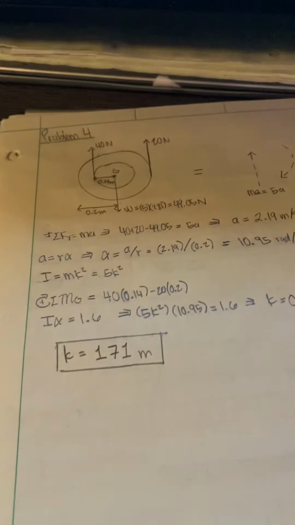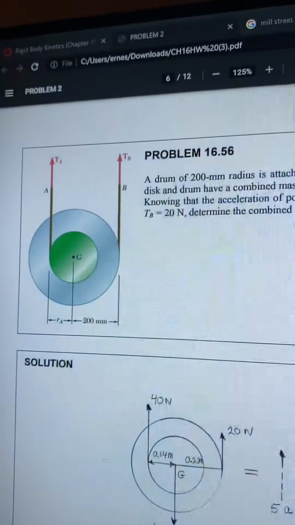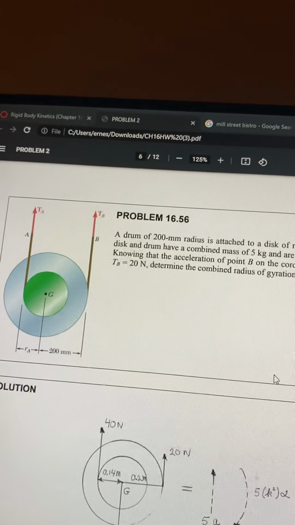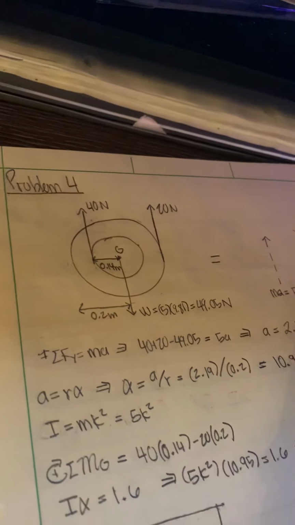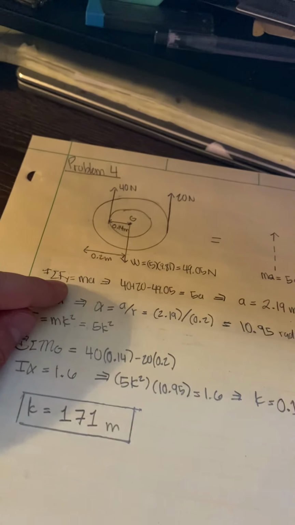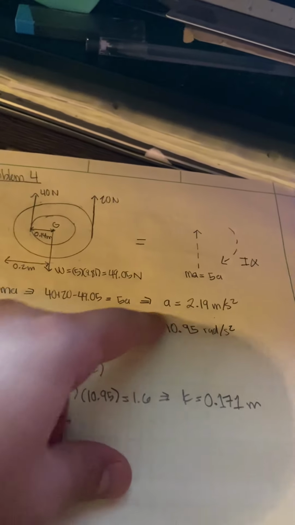Now for problem 4, we get this term right here, and it wants us to determine the combined radius of gyration of the disc and drum. So again, draw up the free body diagram. It's equal to mass times acceleration with the moment of inertia times the angular acceleration. So yeah, get the sum of forces in the y direction, which is equal to mass times acceleration. And then this will help us get the acceleration, which is 2.19.